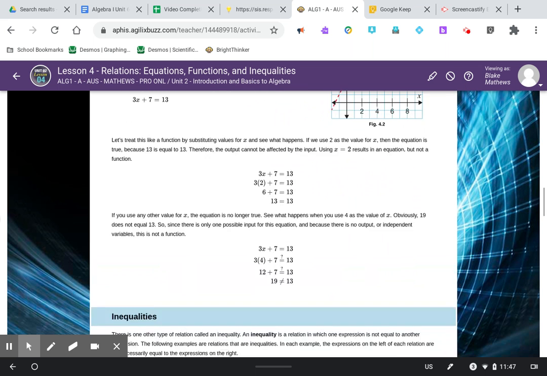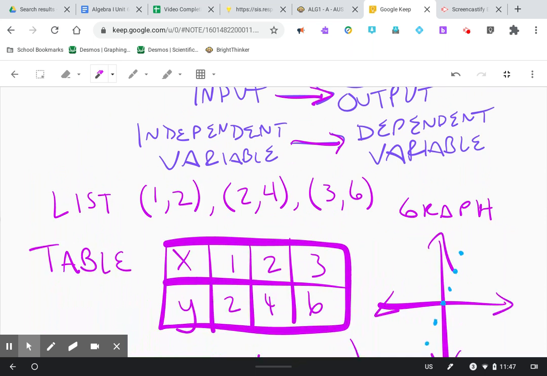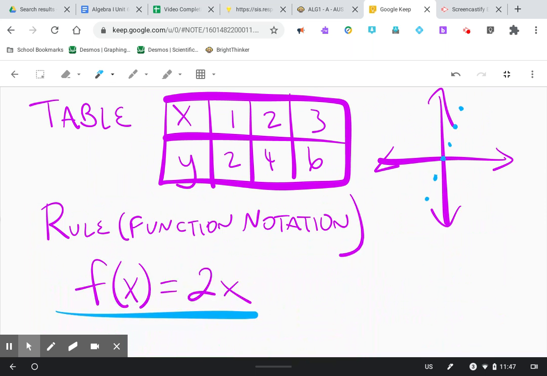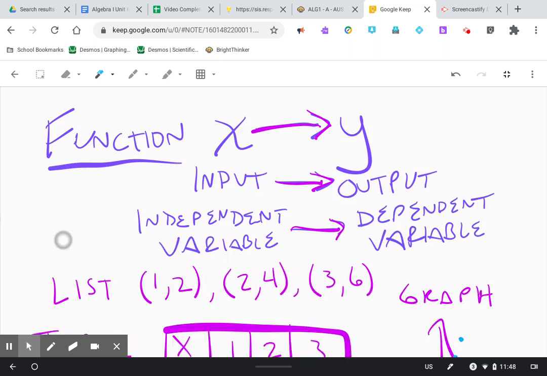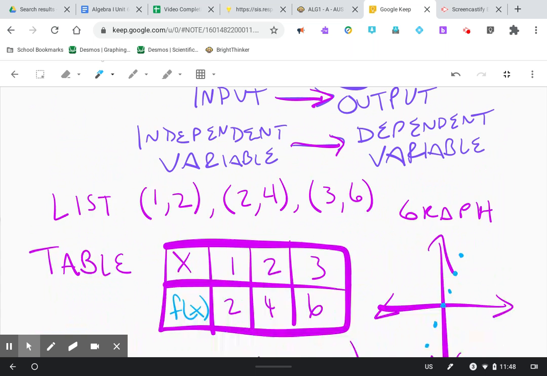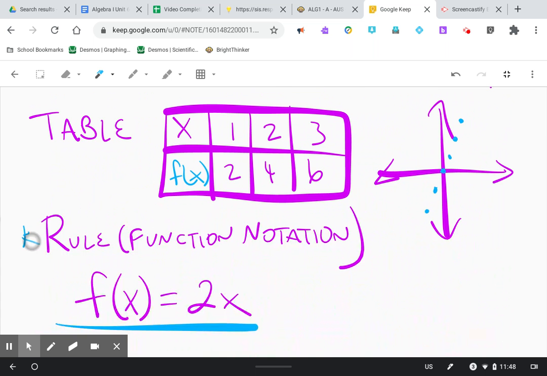But the idea here mainly is that this equation that we wrote is kind of the thing that predicts the dependent variables, right? 2 times the x value gives me the value of the function y, also known as f of x. So that's kind of your difference between a relation and a function. So in general, a list of ordered pairs is going to be a relation. A function is typically going to be seen written out as a rule.